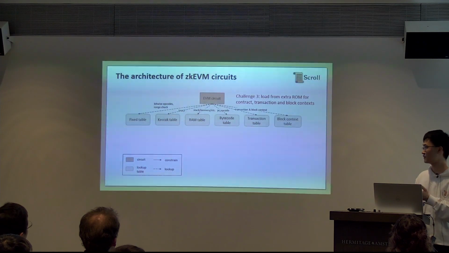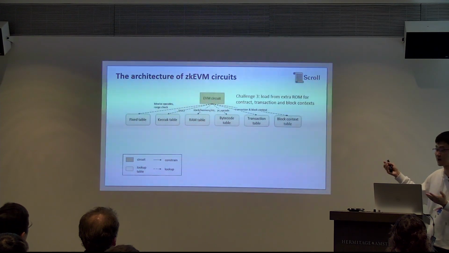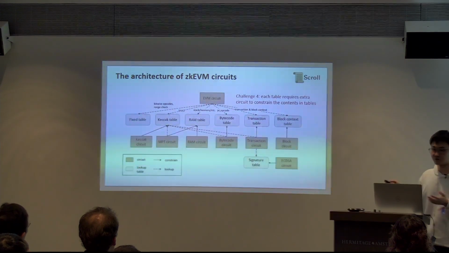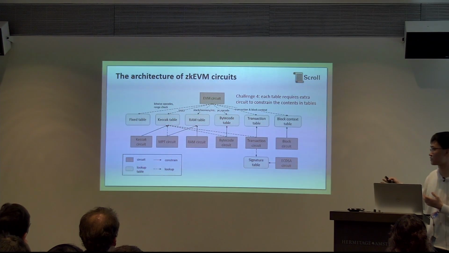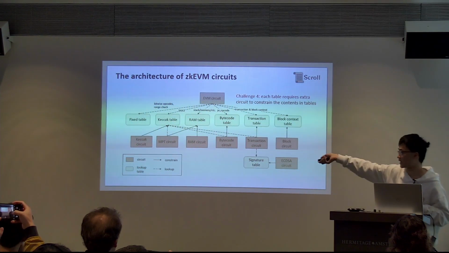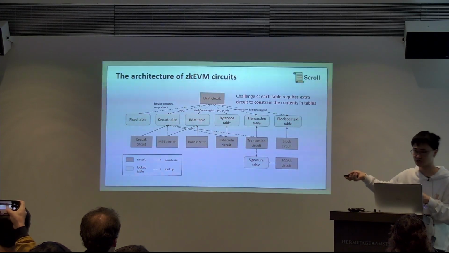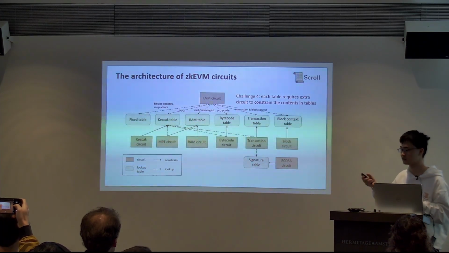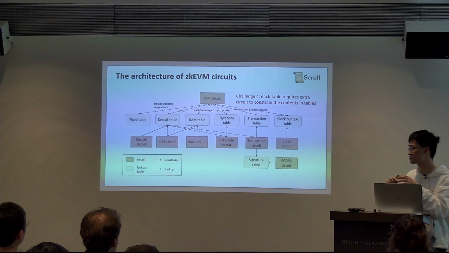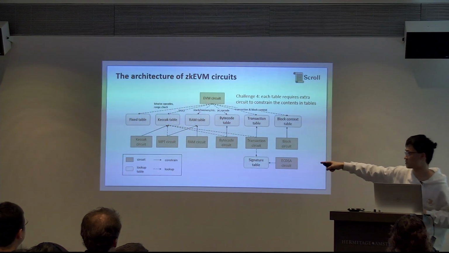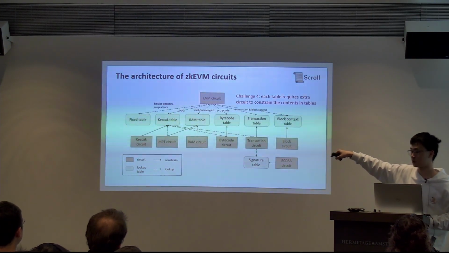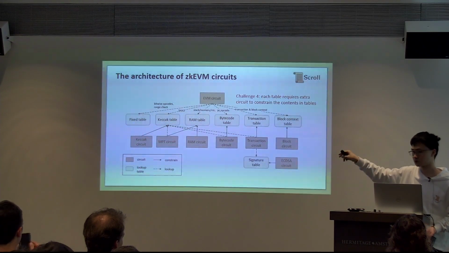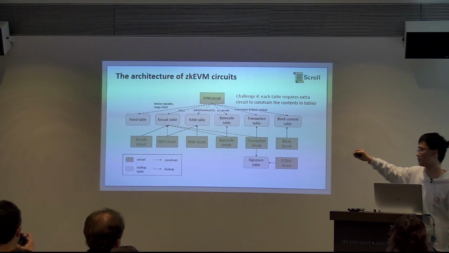But in the first place, you don't even know whether those tables are correct, right? So you need a lot of subcircuits to constrain that those tables are correct. For example, for the Keccak table, you have a Keccak circuit for proving that this input and this output have this Keccak relationship. In this Keccak circuit, you prove that all the entries in this Keccak table, input and output, have the correct mapping relationship.